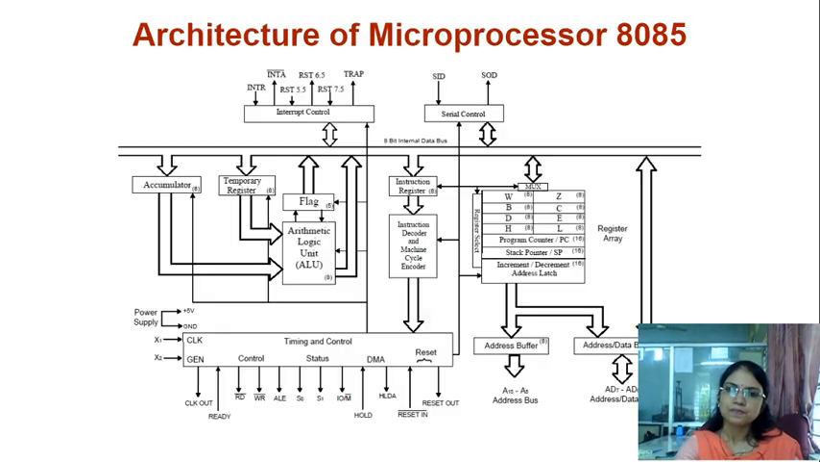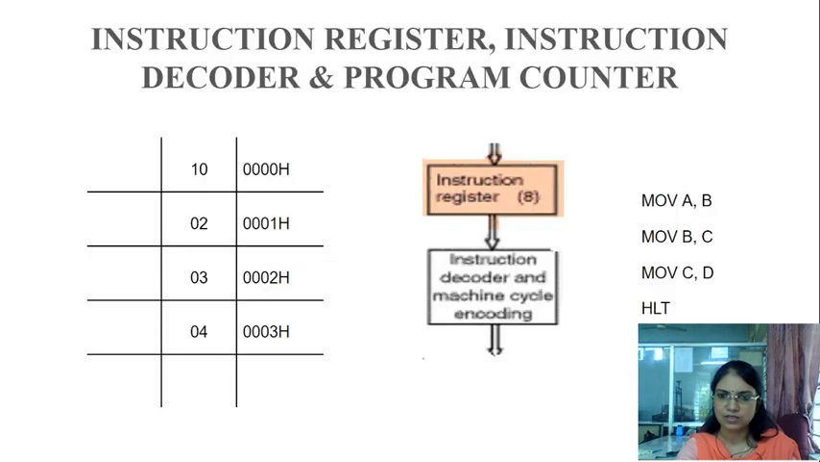Just observe this block diagram. Here the program counter has a capacity of 16 bits. The memory address is also a 4-digit hexadecimal address, which means if you convert it into binary form, it becomes a 16-bit number. So this 16-bit address of the particular memory location is first of all transferred into the program counter. Whenever we want to execute an instruction, the address of its memory location is transferred into the program counter.